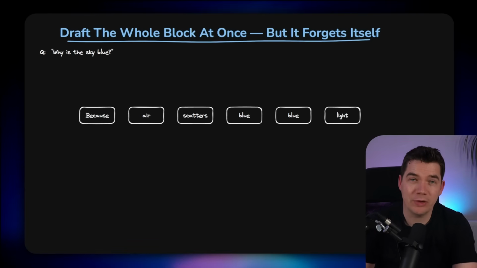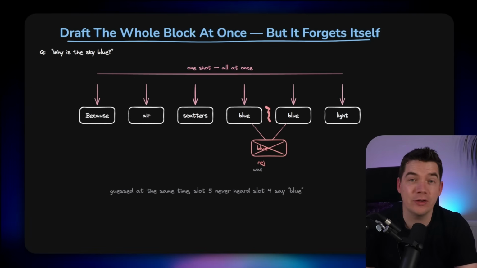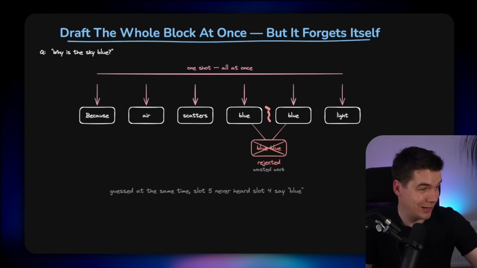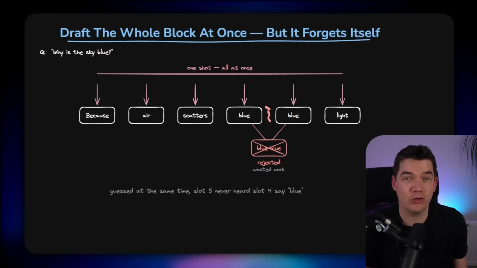And obviously that's quick, but there is a catch, in that when you generate every position at the same time, each guess doesn't know what the guess next to it decided. So the model can produce something incoherent. If you take this sentence, because air scatters blue light, there's two neighboring positions, and because they were independently guessed, neither one was able to see the other. So instead of blue light, you get blue light, which is garbled. When the big model verifies that, it's going to reject it, and these rejected guesses are wasted work. So pure parallel drafting is fast, but it gets sloppy the further into the block you go.